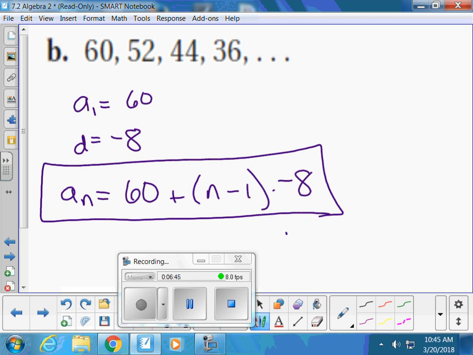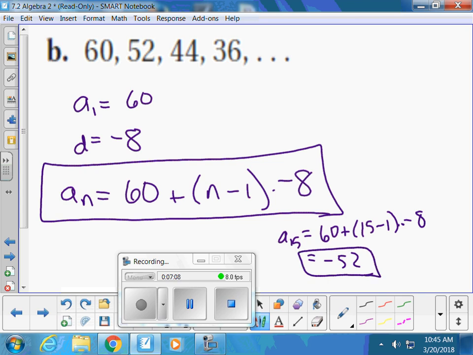Now we need to find the 15th term, so we're just going to put a 15 in place of n. And we can use our calculator to help us figure it out. That's a multiply sign right there. So it ends up being 60 plus 14 times negative 8. Do you guys get negative 52? Perfect. So easy peasy, right?